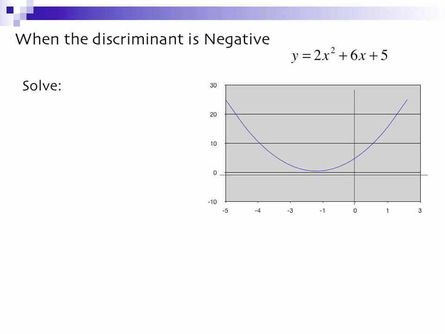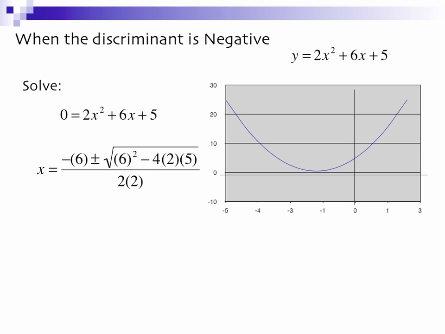What about when the discriminant is negative? Shown here is the graph of the equation y equals 2x squared plus 6x plus 5. If I were to try and find the solutions of this equation using the quadratic formula, here's what would happen. I would set the equation equal to 0, and then plug a, b, and c into the quadratic formula. Let's focus in on the discriminant now. When I do that, the stuff under the radical sign simplifies into 36 minus 40, or negative 4.